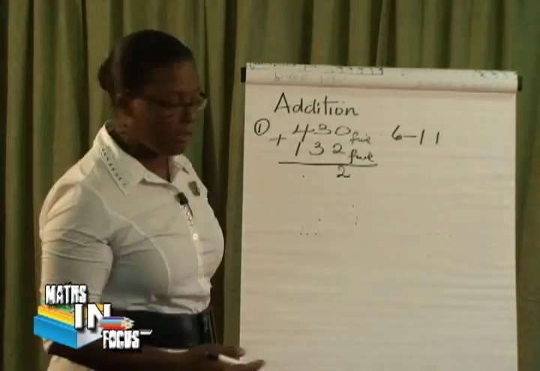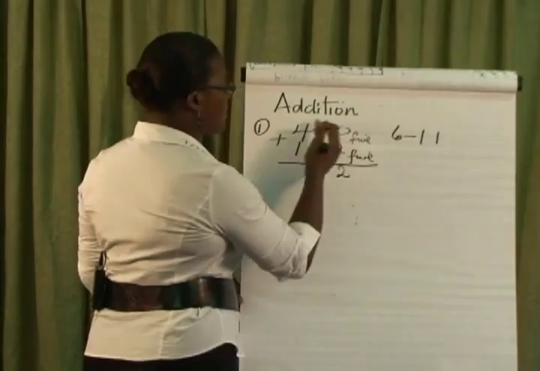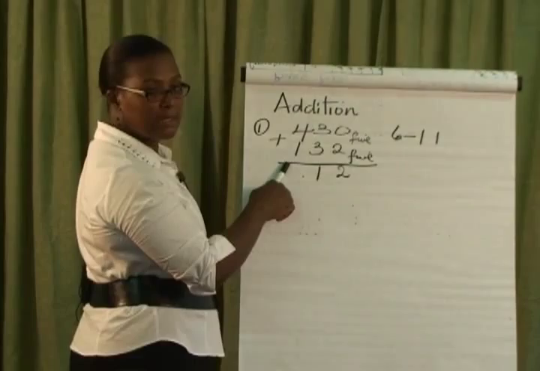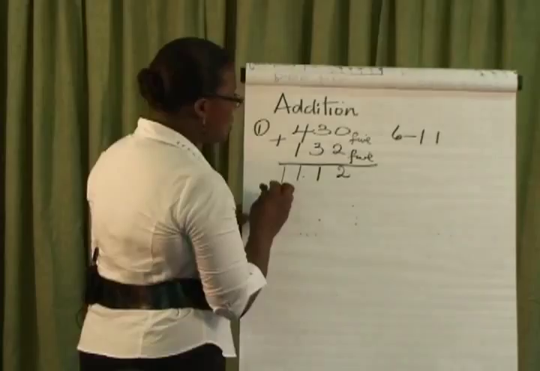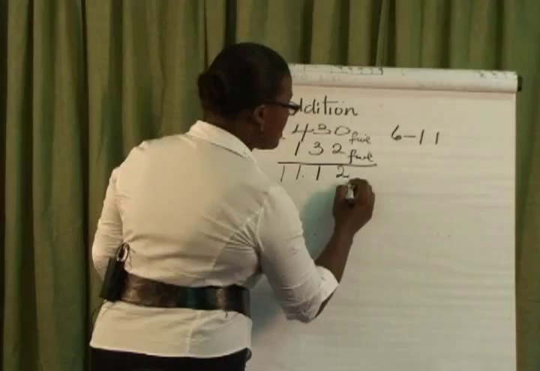So we have the 1 here, and the first 5 we take across to the next column. So 1 and 4 is 5, and 1 is 6. 6 is written as 1, 1. So we have 1, 1. So when 430 is added to 132, our answer is 1, 1, 1, 2 to the base 5.